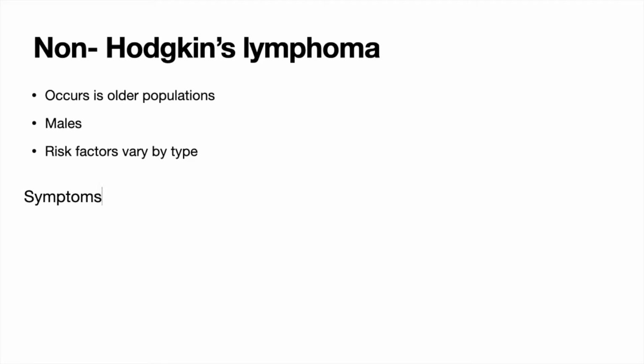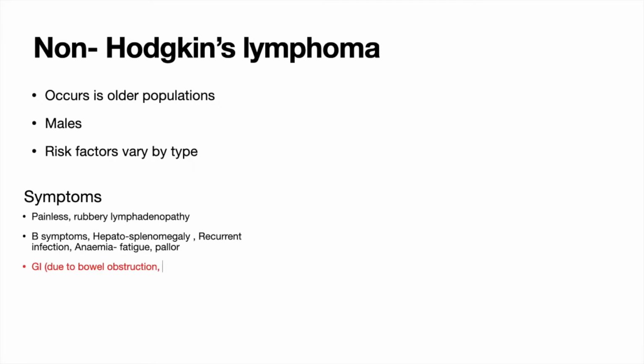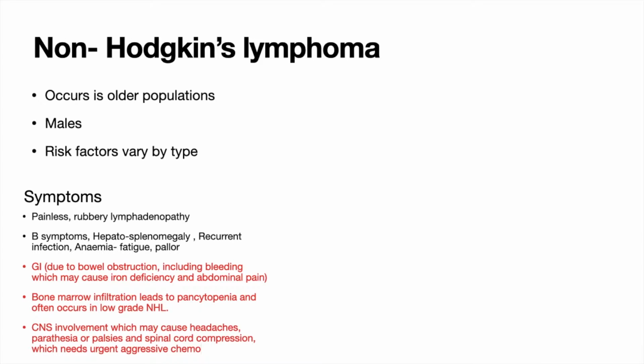Now, when it comes to the symptoms, the symptoms are typically pretty similar. So again, you may have painless rubbery lymphadenopathy. However, the association with alcohol is not as commonly seen, if at all. However, you can also have the B symptoms, so the fever, night sweats, and weight loss. And there may also be organomegaly with anemia and low white cell counts.